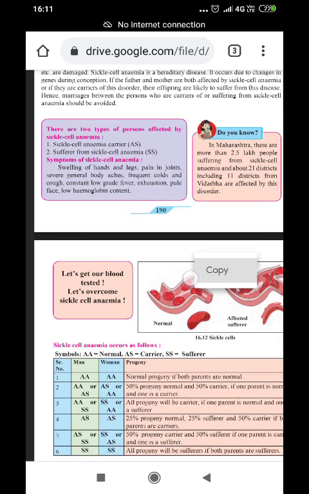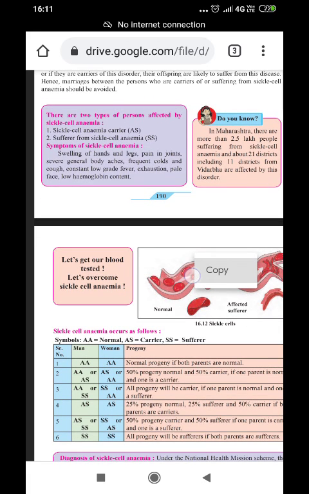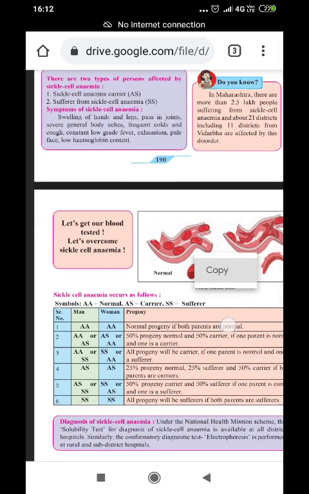Now, there are two types of persons affected by sickle cell anemia. Sickle cell anemia carriers are represented by the letter S. Sufferers from sickle cell anemia are represented by the letters SS. Now, symptoms of sickle cell anemia. How do we come to know whether the person is suffering from sickle cell anemia? Swelling of hands and legs, pain in joints, severe general body aches, frequent colds and cough, constant low grade fever, exhaustion, that is, getting tired easily, pale face, low hemoglobin content, etc. These are the symptoms of sickle cell anemia.